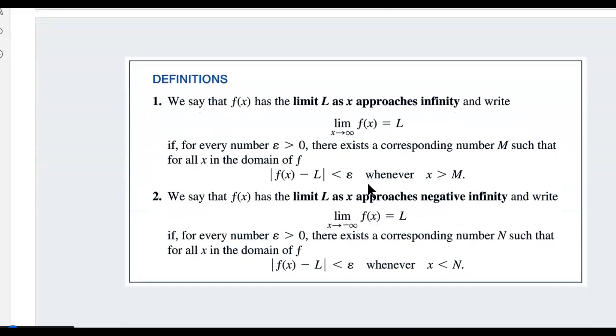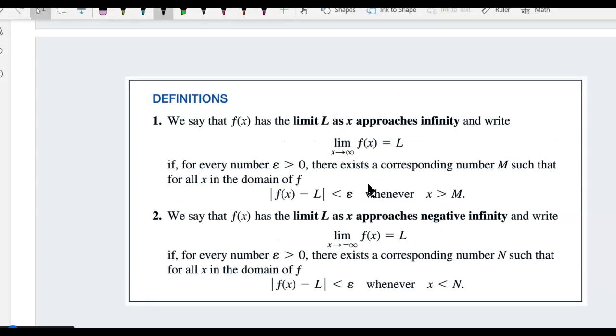We'll start with the formal definition of a limit. This is similar to what we've had before. The only difference is that instead of approaching a particular number, like 2 or 3, we're having the x values approach either positive infinity or negative infinity, and we want to determine what's happening to the function values, the y values, as x approaches positive or negative infinity.